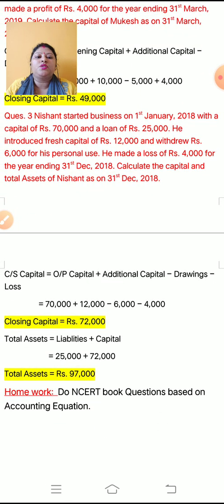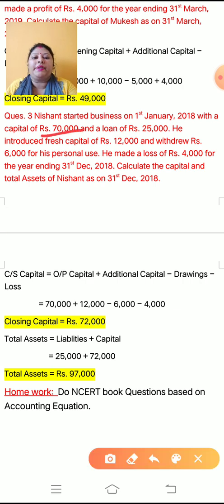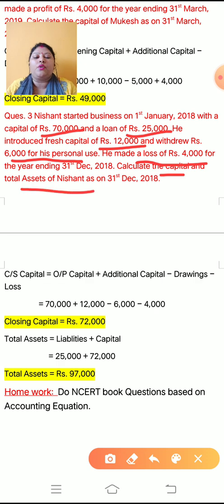Nishant started business on 1st January 2018 with a capital of rupees 70,000. So this is opening capital. And a loan of rupees 25,000. Loan is also given, so this is a liability. He introduced fresh capital of rupees 12,000. This is additional capital. Withdrew 6,000 for personal use, drawing. Loss of rupees 4,000 is given. Find out the closing capital and total asset of the 31st March 2018.